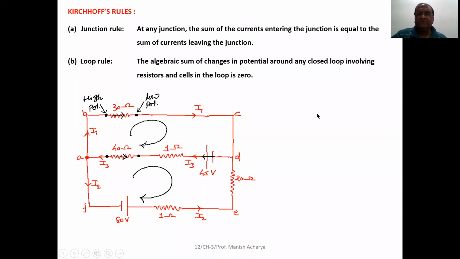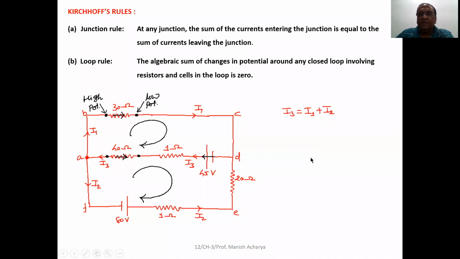Now, as per Kirchhoff's junction rule, we can write here, consider the junction A. For junction A, the total amount of current entering the junction is I3. Only one current is entering junction A. But two currents, I1 and I2, are leaving the junction. So we can write, as per Kirchhoff's junction rule, I3 is equal to I1 plus I2. This is the junction rule. Clear to all of you?